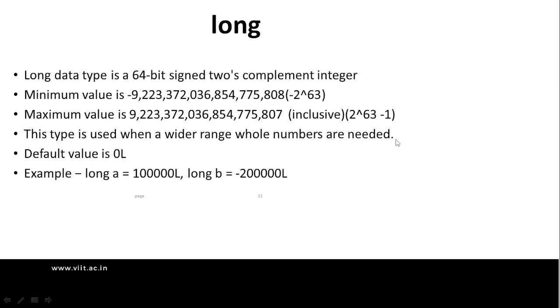For example, just before we have seen 9 digit and 10 digit numbers that we are allowing with the range specified. Here we can go with a 19 digit number with this range. This is a minimum value, this is a maximum value, and the default value is 0L. If you are declaring a number as long, its value assignment always ends with capital L. For example, long a equal to some number followed by L indicates it is a long.